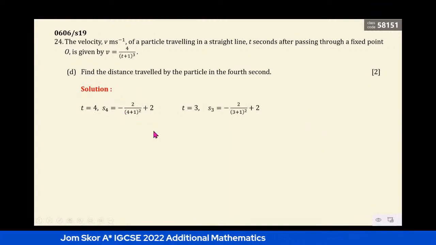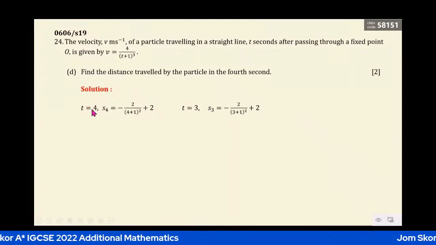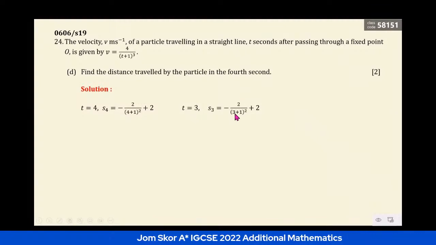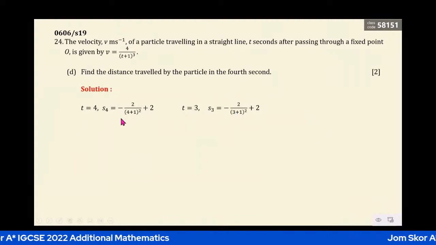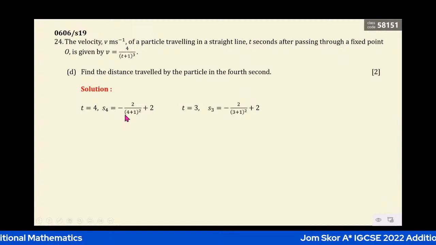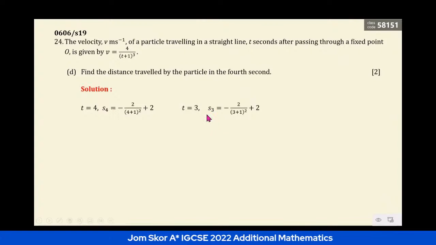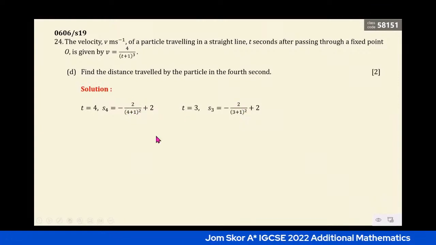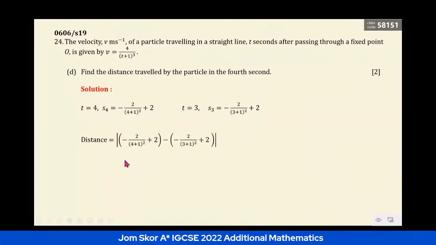Dah cari S dekat soalan C tadi kan. Okay, when T is equal to 4, masuk dalam ni. Okay, when T is equal to 3, so you just substitute T is equal to 3. Okay, it's up to you. Either you want to simplify until you get the jawapan yang cantik lah untuk S4 dengan S3 ni. Okay, so you simplify this one kan, dapat negative 2 over 5 square plus 2. Okay, yang ni pun you simplify. Okay, nak simplify boleh, tak nak simplify pun tak apa.